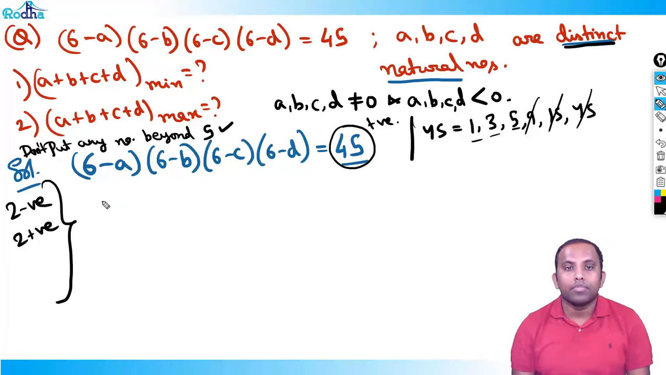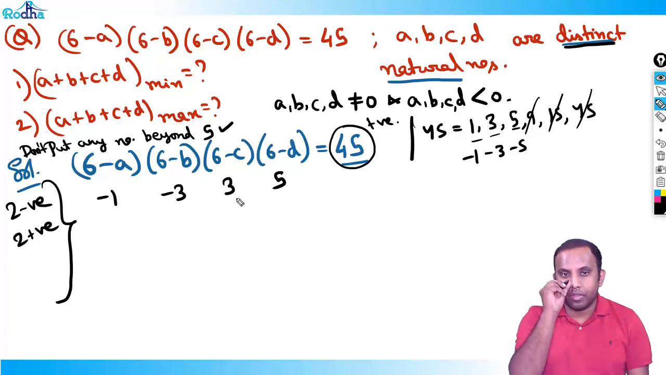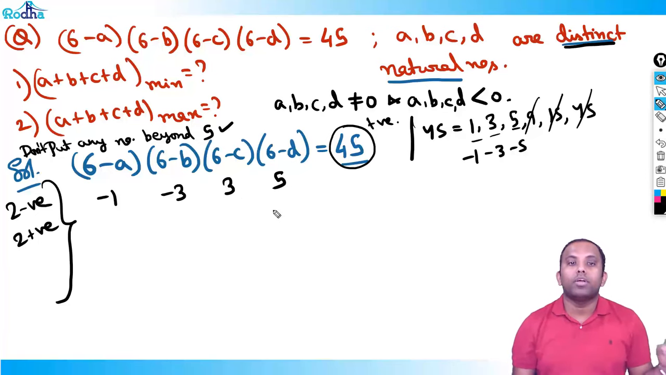So among 1, 3, 5, and its negative values, -1, -3, -5, for keeping as close as possible, what we can keep is -1. I can take -3. I can take 3. I can take 5. Then this product will be 45, and the values are as close as possible. Right. You see here. So in this case, what is the value of A?